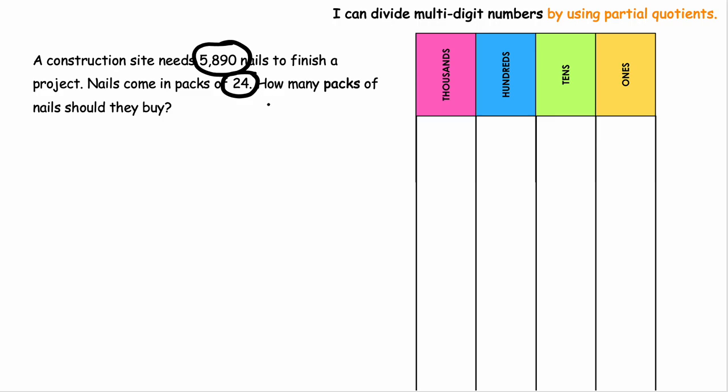Let's go to underlining the question. How many packs of nails should they buy? So the keyword here is nails. That's what our answer will be. We have nails up here, and that tells us our total. And if we're trying to find how many packs, that's going to tell me that I should be dividing.